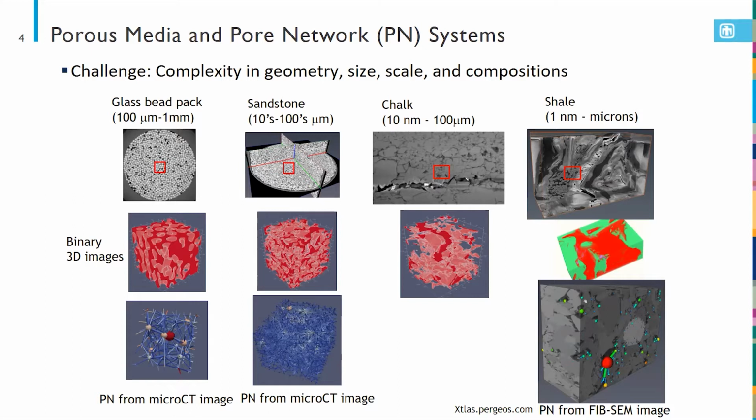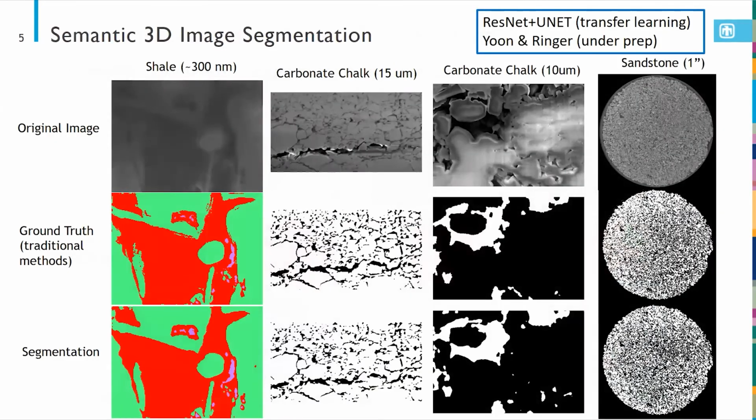So we often work with upscaled permeability parameters, which we try to estimate using a couple of different machine learning methods. Here, I'm going to show you some of the image processing we are doing to develop a general end-to-end AI framework. The top row shows a couple of original image examples, as I emphasized: shale, chalk, and sandstone. I put the scale on each image, from about 300 nanometers to 1-inch samples, and each sample has a different geometry.